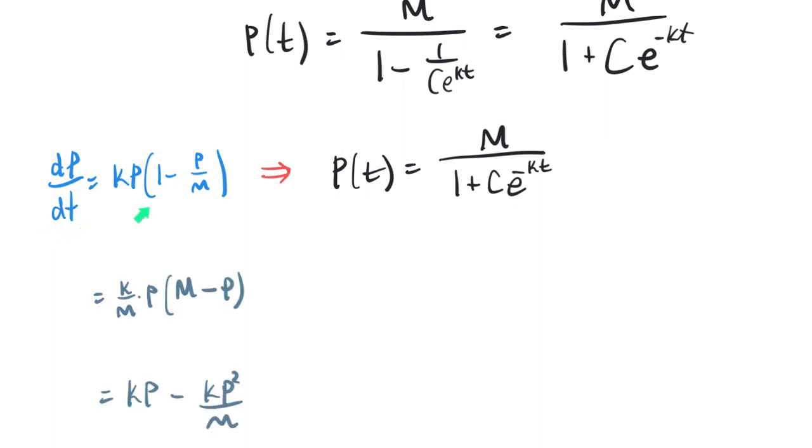And recall that this differential equation has many forms. We can change the inside to just maximum minus P. Then that changes the factor out front. Or we could just distribute and get kP minus kP squared over M. So be on the lookout for these. Sometimes you might see something similar that doesn't actually have an equivalent form of the logistic differential equation, but sometimes you do. And in every case, that is our solution.